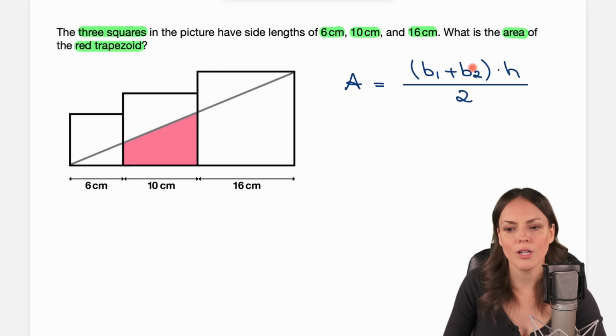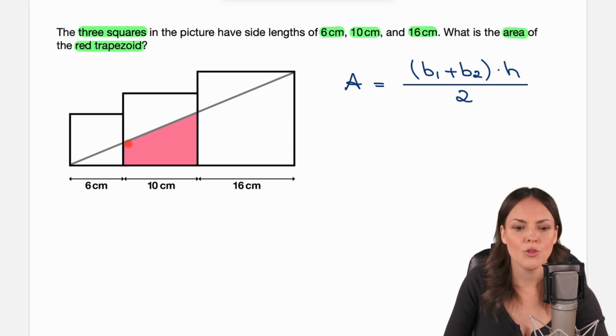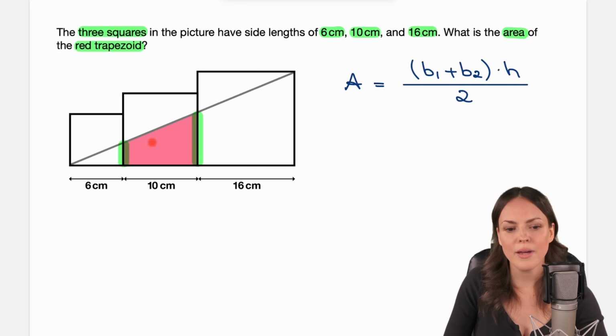What is b1, what is b2, and what is the height of our trapezoid here? b1 and b2 are always the sides that are parallel to each other. So here we have this side that is parallel to this side. So this is b1 and b2. It doesn't matter if you call this b1 and this b2 or switch the two, but the two parallel sides are b1 and b2. And the height is then the distance between these two parallel sides, the perpendicular distance.